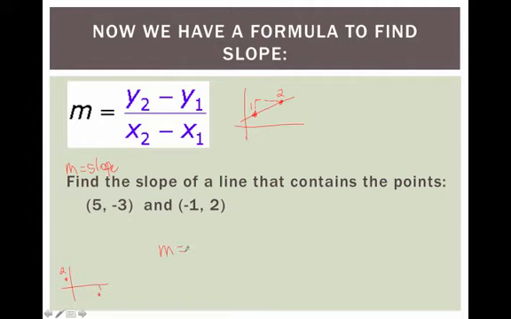So my slope is my y value for point 2, which is 2, minus my y value of point 1, which is -3, over my change in x: my x value for point 2 is -1, minus my x value for point 1, which is 5. So my slope is going to be a positive 5 over negative 6. That makes sense. My line is pointing down from the upper left to lower right, so it should be a negative slope, and this is the slope of my line.